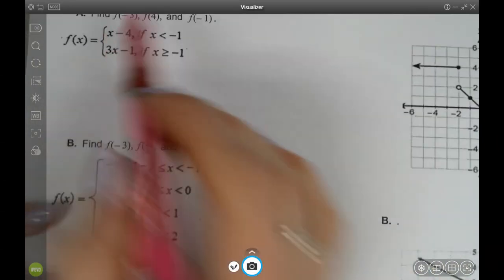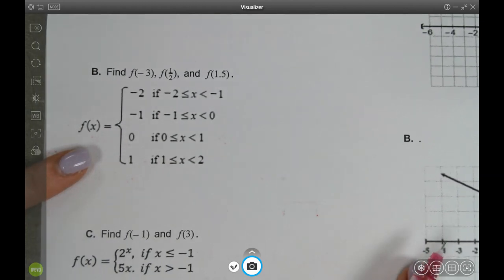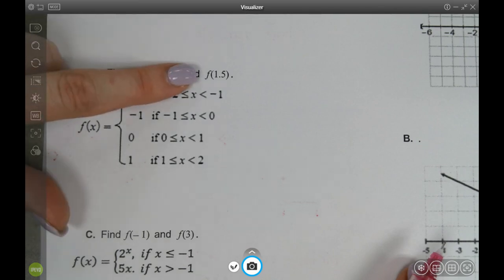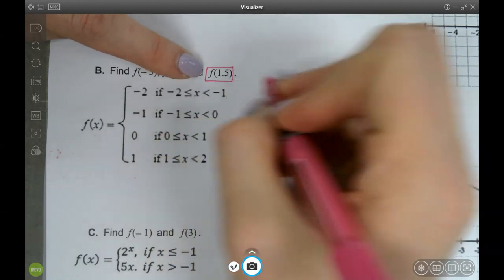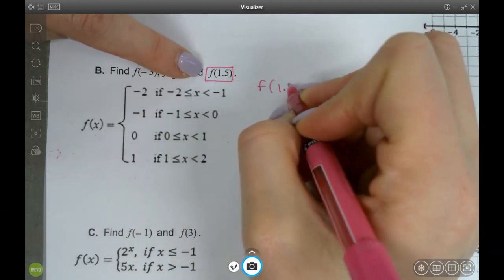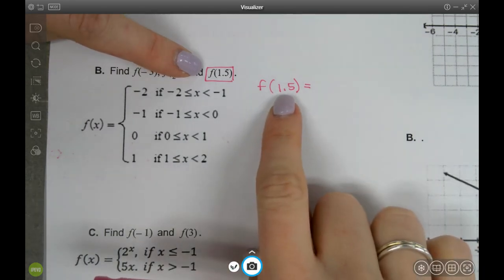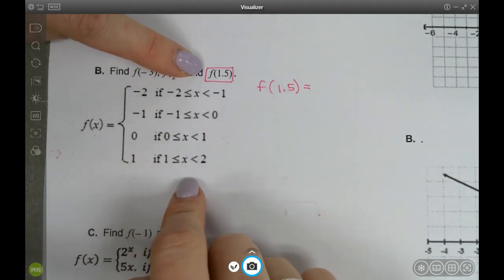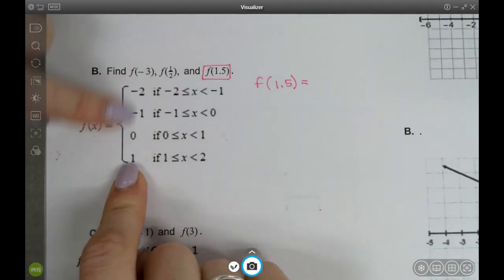All right, we're going to skip A for just a second. We're going to come over here to part B. So it says find f of negative 3, f of 1/2, and f of 1.5. I'm going to start with the 1.5. So what I need to do is figure out where 1.5 falls in all of these domains or restrictions over here on the right. And then once I know that, I'll have my value over here.